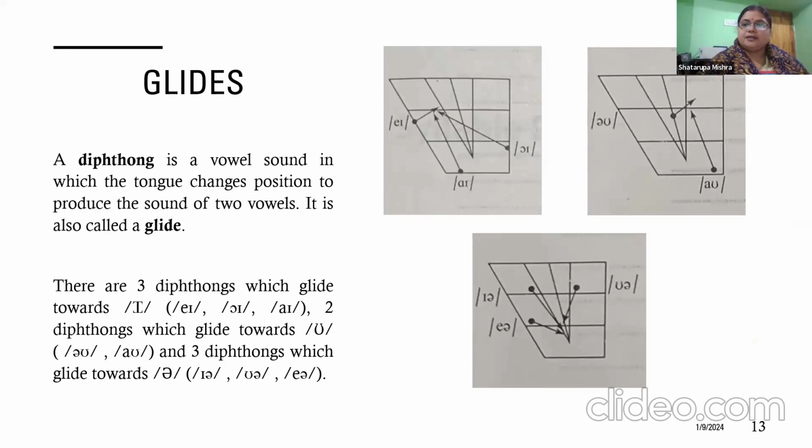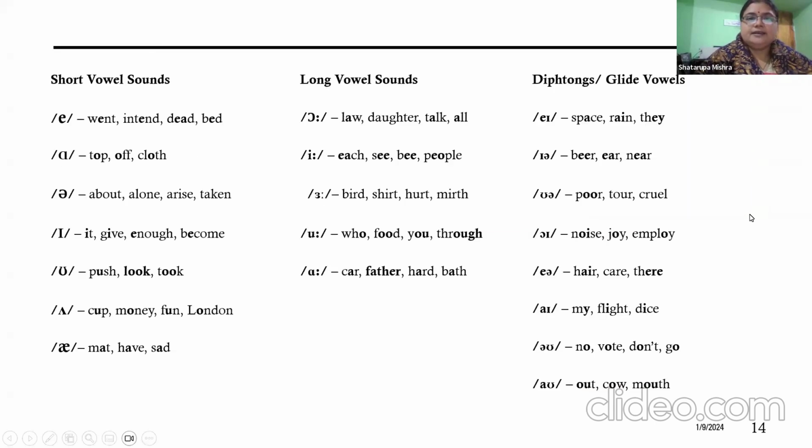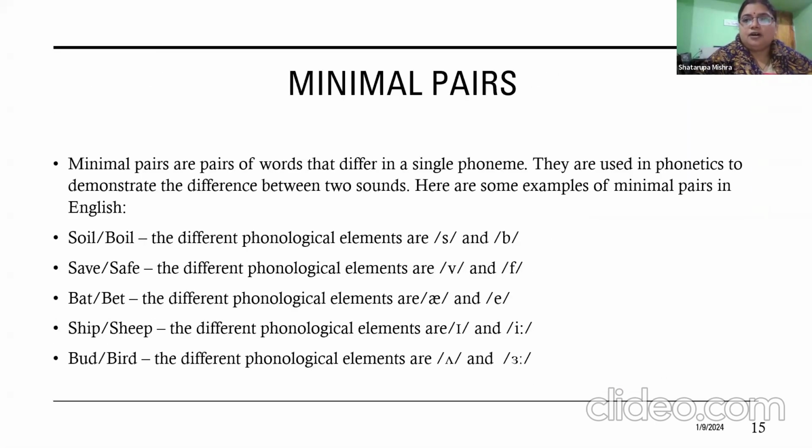A, I, and O move towards the E sound. Then O, ow move towards the oo sound. And then we have ear, air, oo. We move towards the short sound. Okay, so these are glides. Now, I think your concept of consonant sounds and vowel sounds will be clearer. Now we will look at the last concept here, which is important for you.